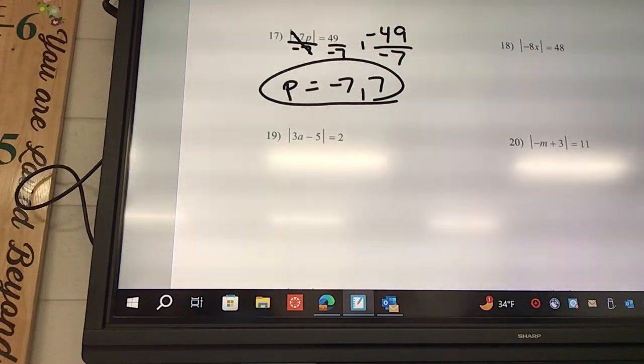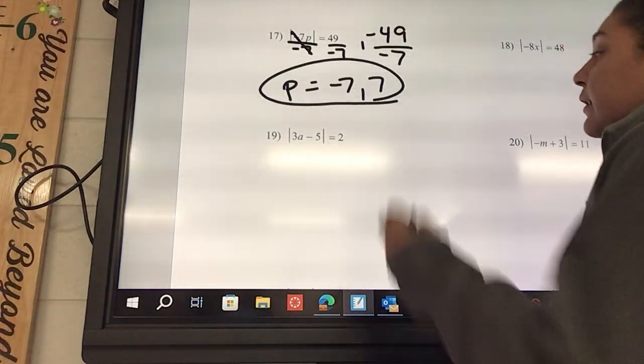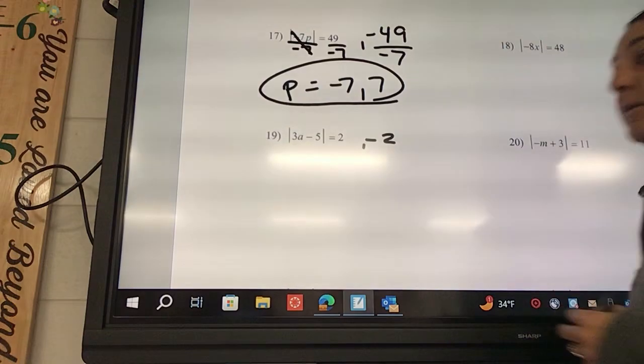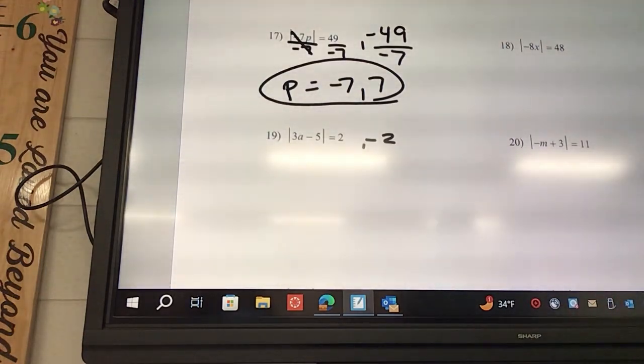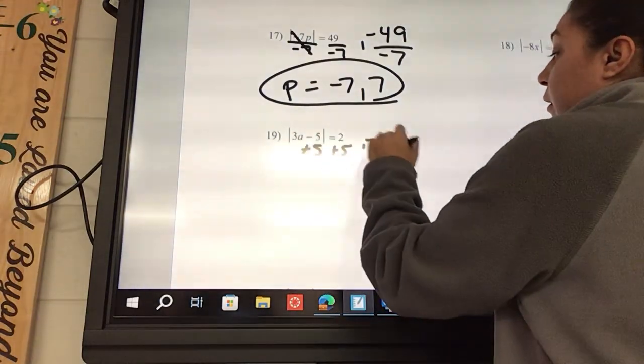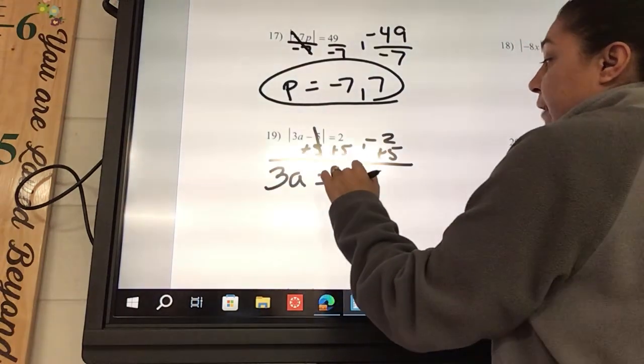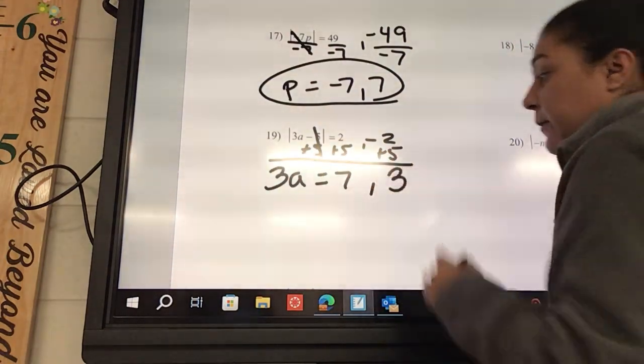Okay, 19, there's nothing on the outside of the bar, so we can say comma and make it a negative 2. Okay, and then I'm gonna add 5 to all these pieces. Okay, so I'm gonna get 3a equals 7 and a 3.